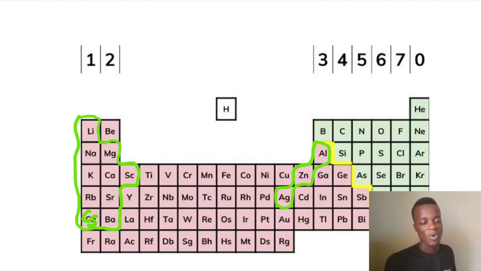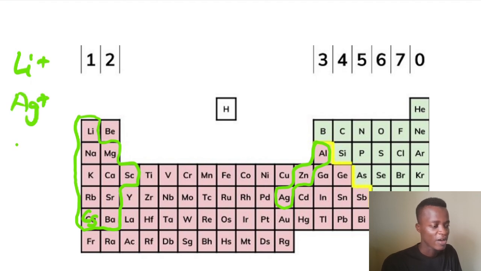Cesium, and then barium is also Ba2+. So these guys are type 1. Aluminum is Al3+. We have zinc 2+. Zinc is always 2+, and silver is always Ag+. So we have lithium Li+, we have Ag+ for silver, we have calcium 2+, and we have zinc 2+.